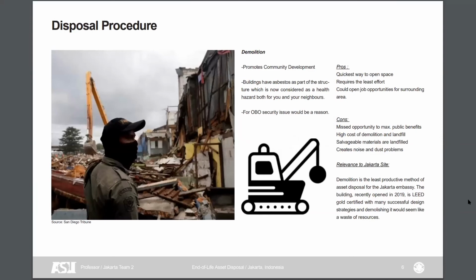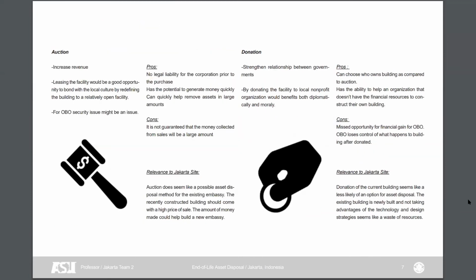So next, we researched the traditional disposal procedures. There were three main ones that we looked at. This slide talked about demolition, which is basically just destruction of the building completely. Pretty simple. Now, if we go to the next one, the other two that we looked at were auction, which is basically selling off the building to the highest bidder, and donation, which is donating the building to an organization in need.